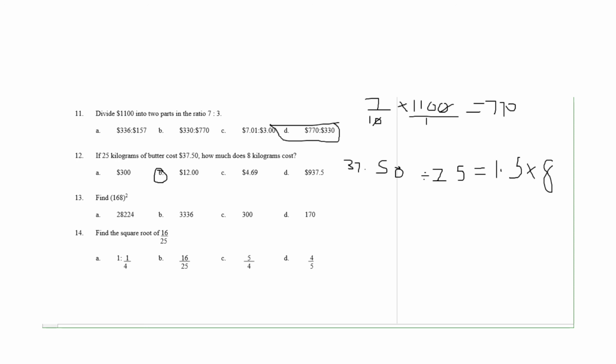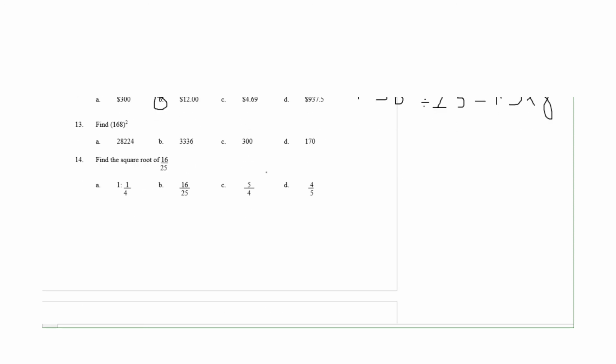Number 13 says find 168 squared. 168 squared simply means 168 times 168. So you're going to multiply 168 times 168 and you're supposed to get A as your answer.